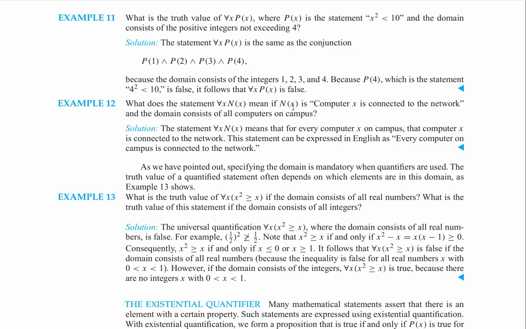Okay, how about this example? N of x says computer x is connected to the network, and the domain here is the set of all computers on campus. So then the statement for all x, n of x, what is it saying? It's saying that all the computers on the campus are connected to the network. And that statement is going to be true or false depending on whether the computers are all connected.